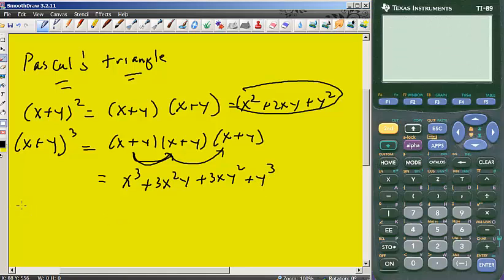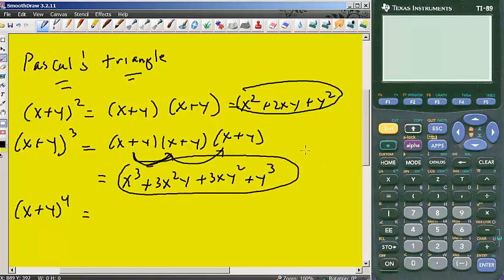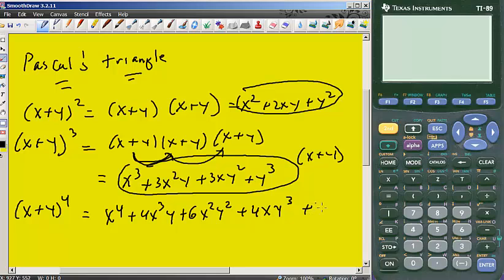Okay, so what about if you take x plus y, raise it to the fourth power? Well, that means I got to take this whole thing right here, and I got to multiply that by another x plus y. And when I do that, I'm going to get x to the fourth plus 4x to the third y plus 6x to the second y to the second plus 4x y to the third plus y to the fourth.